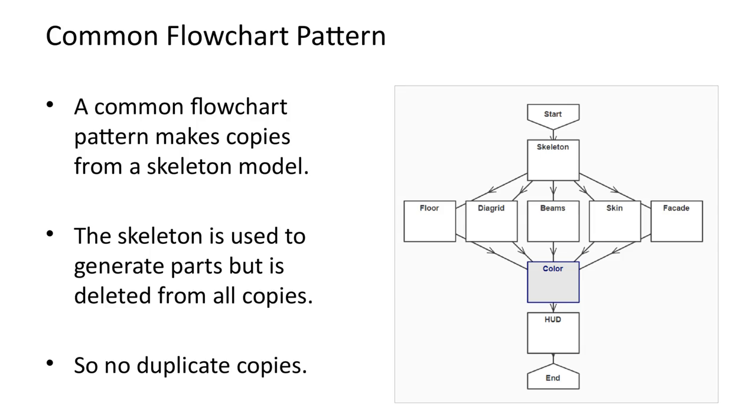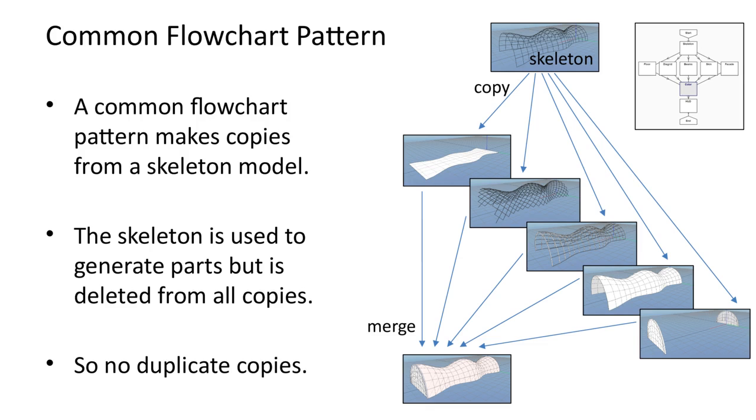This example demonstrates a common flowchart pattern using skeletons. This flowchart starts with a node that generates a skeleton geometry. This skeleton is a highly simplified representation of the final form. In this example, the model being generated is for a complex roof structure. The skeleton consists of a set of polylines.